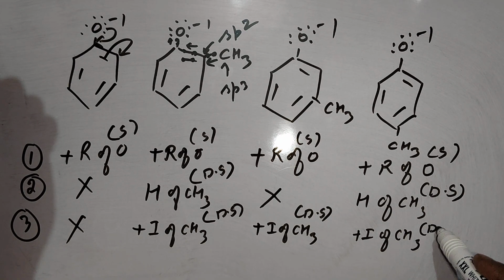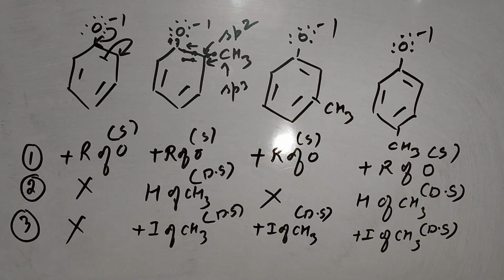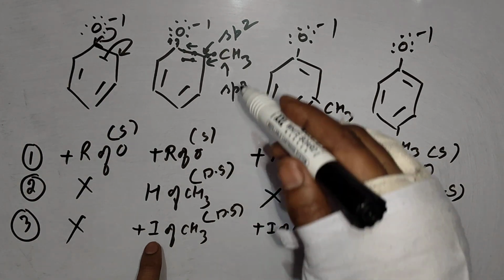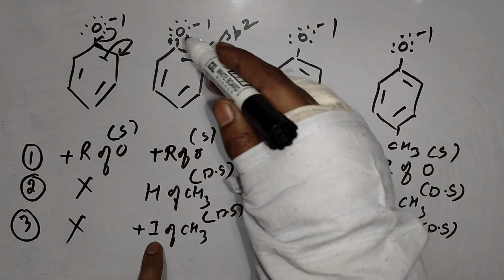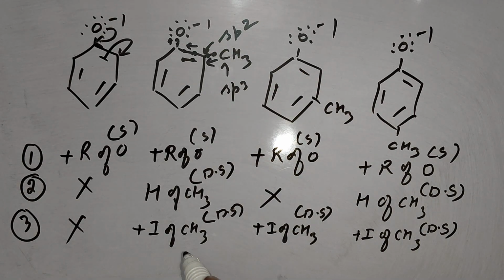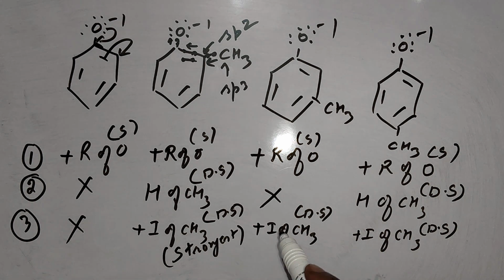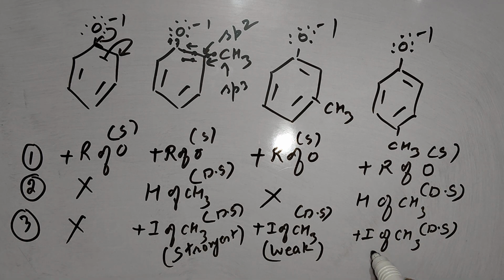Now you know plus I, minus I, they decrease with distance. So CH3 here is very close to the oxygen, so here plus I is strongest. As the distance increases, it will become weak. So it is weak here in meta condition, and here it is weakest. That's it. All the factors we have written.